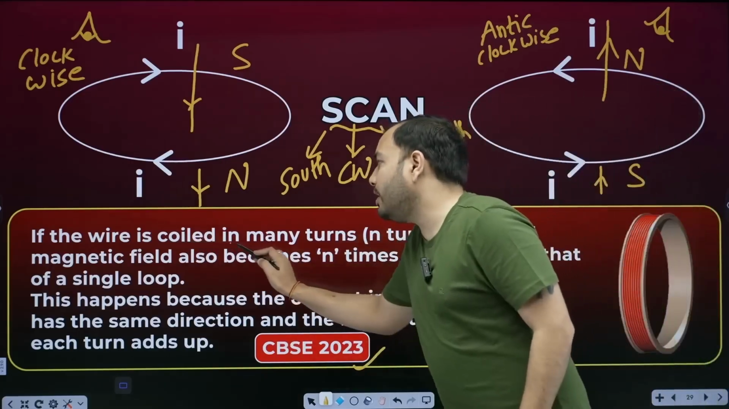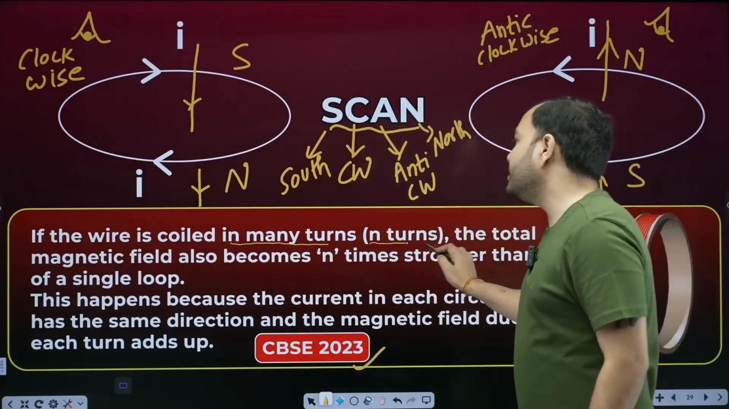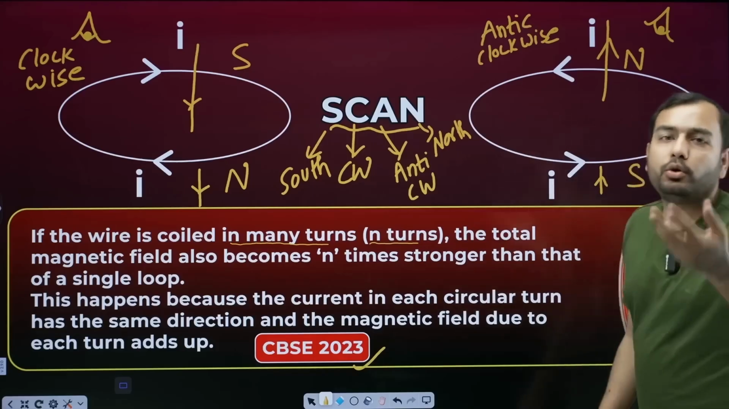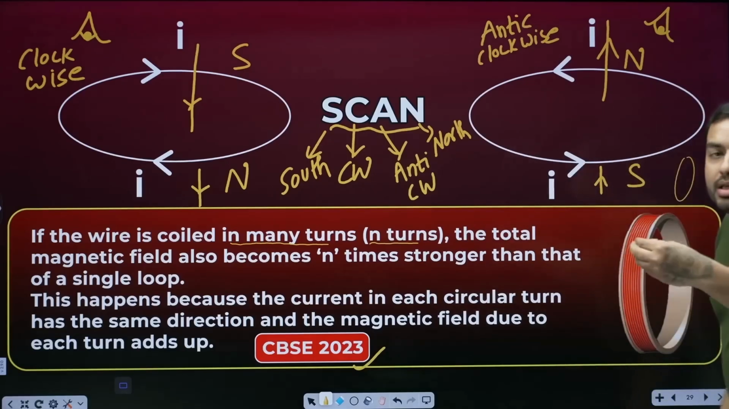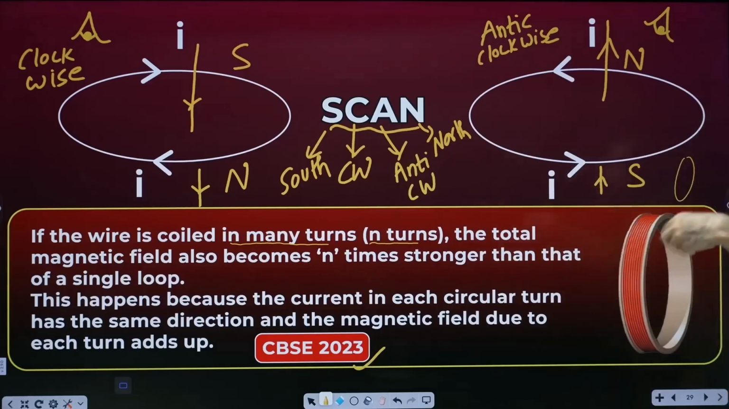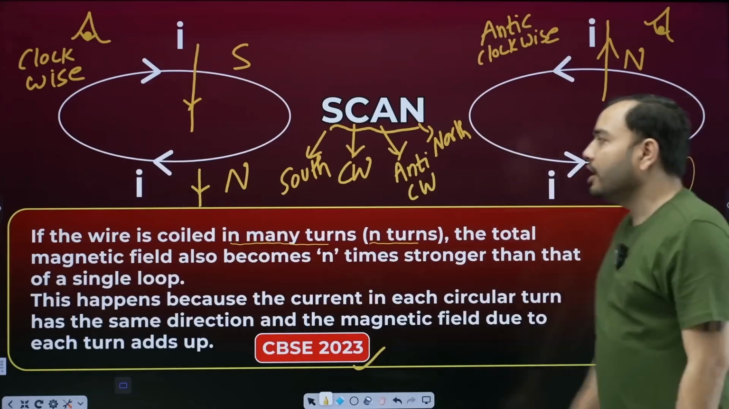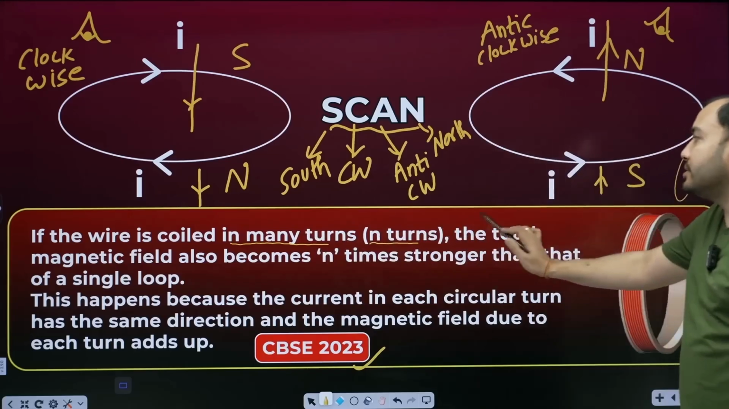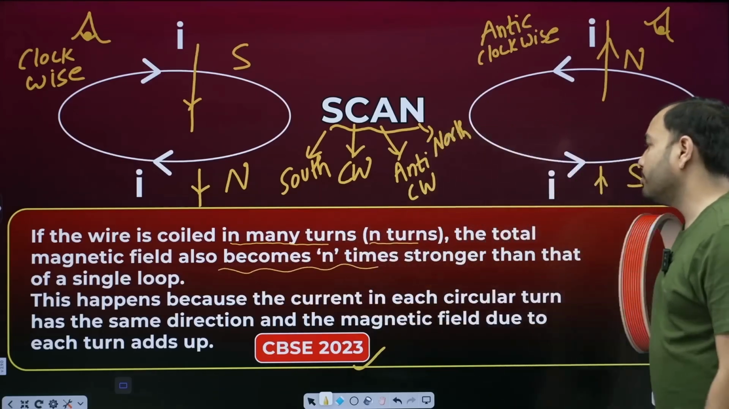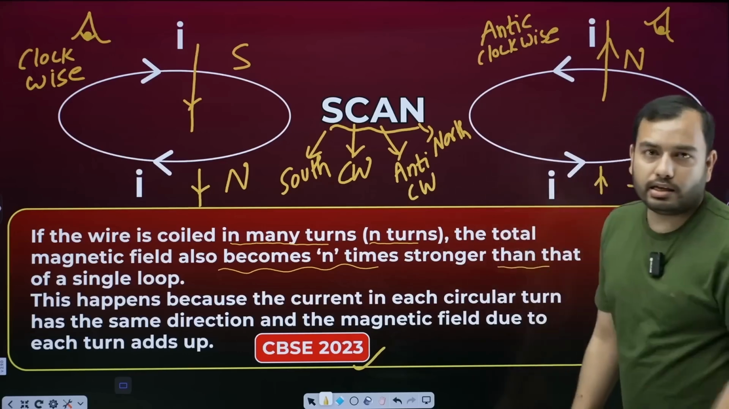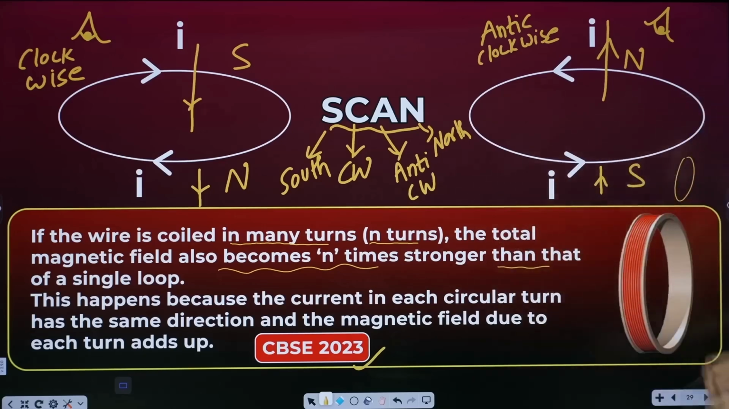If the wire is coiled in many turns, then the magnetic field too would be n times. If 1 coil makes 10, then how much will 2 make? 20. 3, 30, 4, 40. So n times the magnetic field will increase. If the wire is coiled in n turns, the total magnetic field becomes n times stronger than the single loop. From one single loop, it will be n times bigger.